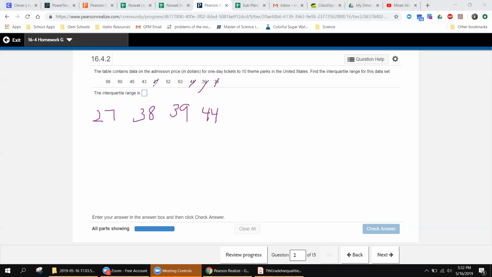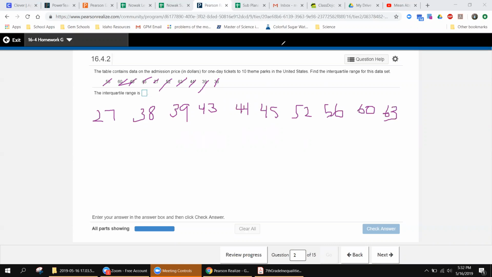44. Oh, you know what? Looks like I skipped a 43 here. I'm going to erase. Make sure I get that 43 there. 43, then 44, then 45. And then I will have, looks like 52, then 56, 60, and 63.